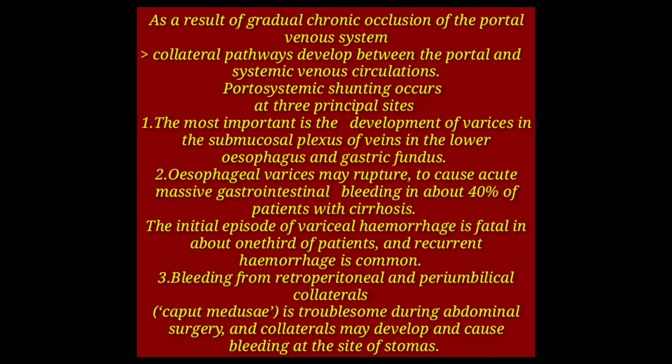As a result of gradual chronic occlusion of the portal venous system, collateral pathways develop between the portal and systemic venous circulation, and portosystemic shunting occurs at three principal sites. The most important is the development of varices in the submucosal plexus of the veins in the lower esophagus and gastric fundus. Esophageal varices may rupture to cause acute massive gastrointestinal bleeding in about 40% of patients with cirrhosis.